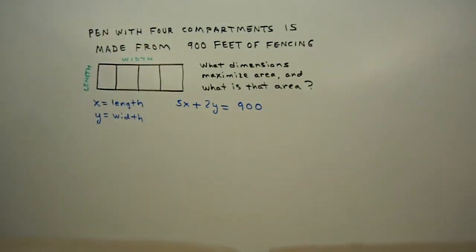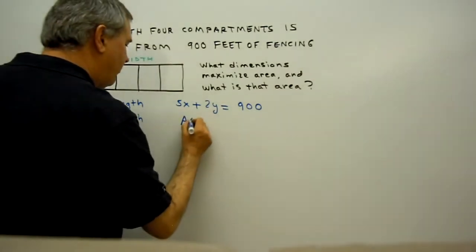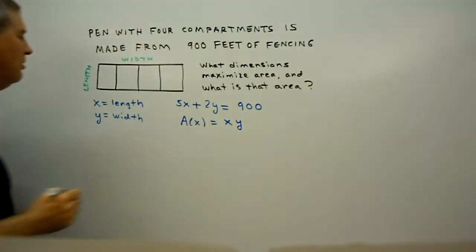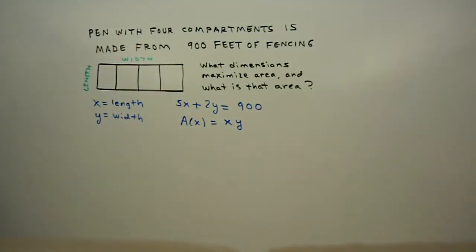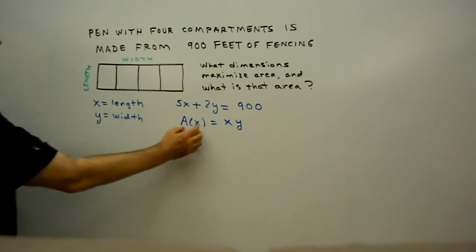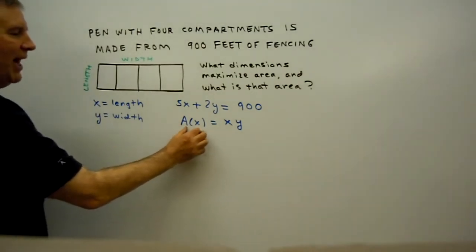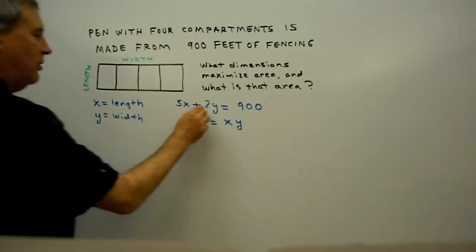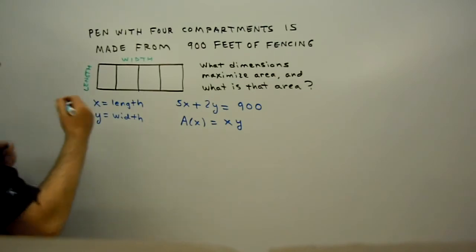But then what we want to do is we want to maximize the total area, and area is quite simply going to be the length times the width, or x y. So what we need to do is we need to somehow maximize that area. But what we do know is we know that 5x plus 2y equals 900.